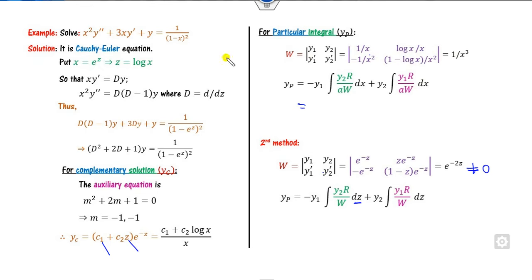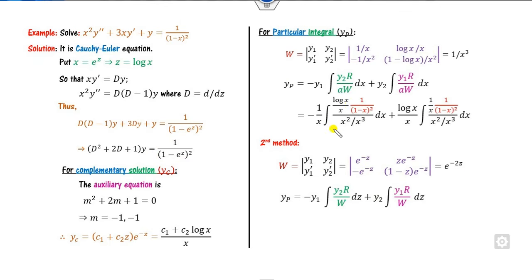If you are using in terms of x, then your r will be this. What is my a? a is x square. If you are here, then your r will be this part, and a is nothing but here. So I can take here y2 as log x by x, r as here, a as x square, and the Wronskian is 1 over x cube. Similarly for this side, y1 is this, this is my r, and the Wronskian is this one. Now you can solve either way.